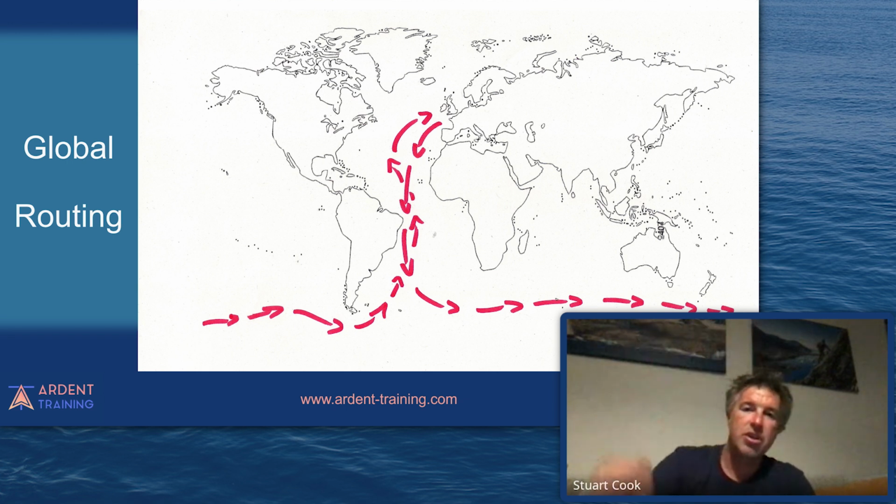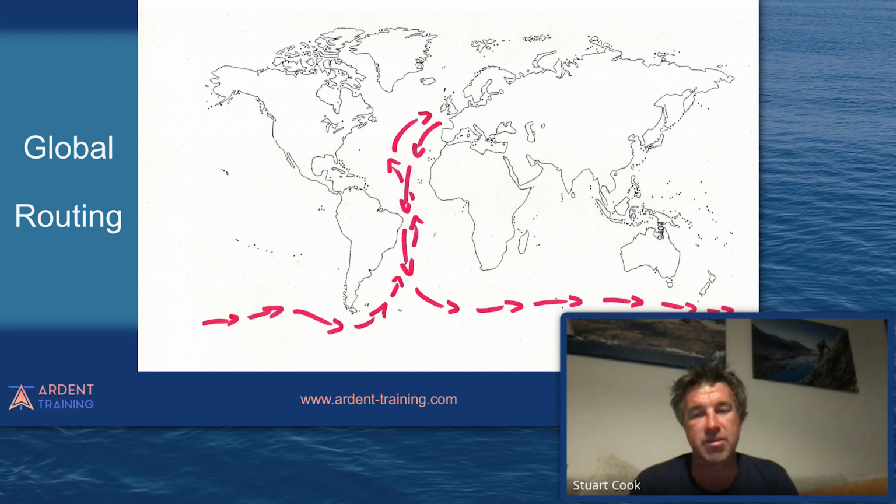So they have to come round that anti-clockwise St. Helena High until they pick up those Southern Ocean westerlies. Then they can get on that Southern Ocean conveyor belt, head all the way around south of the Cape of Good Hope, south of Cape Leeuwin, south of New Zealand, all the way to, you do a final dip south to get round the Cape Horn, and then you can come back up north.